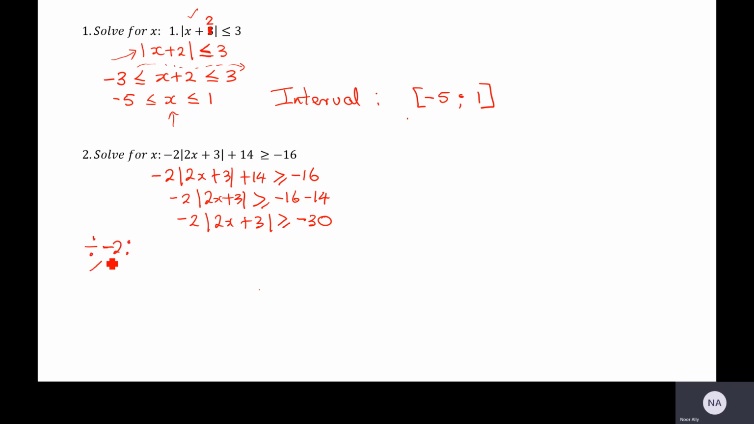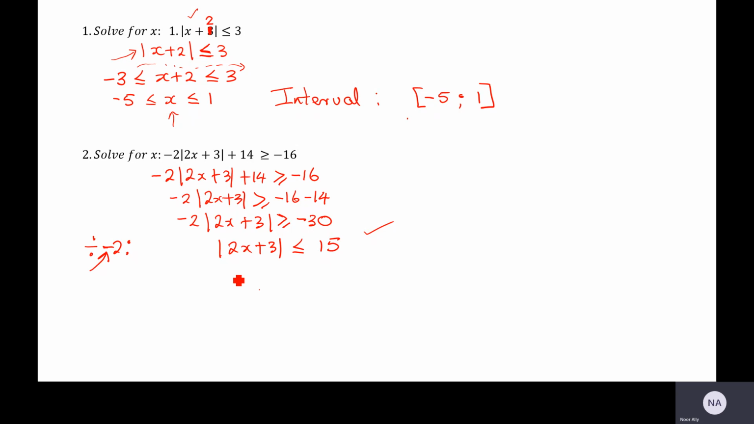Now, what did we say before? When we divide by negative, what's going to happen to the inequality? It's going to change direction. Therefore, I get absolute value of 2x plus 3 less than or equal to minus 30 divided by minus 2, 15. And that is the reason I say, first check that the absolute value is isolated on the one side. Now I can use the second case, sorry, the first case.